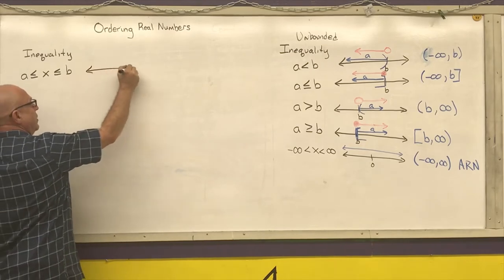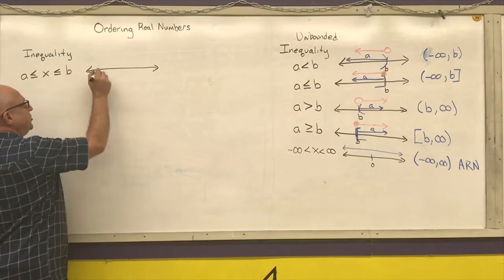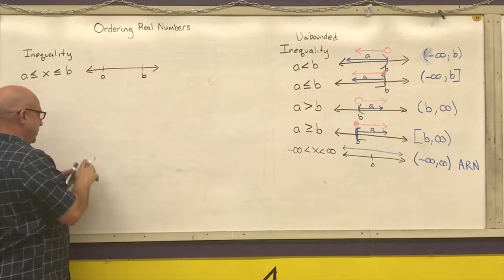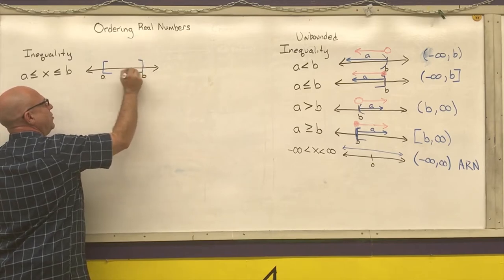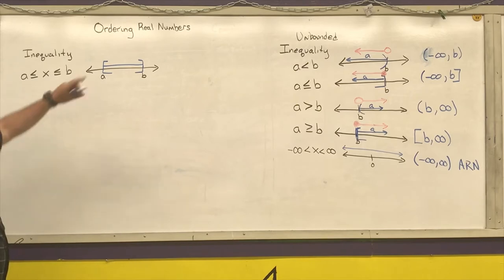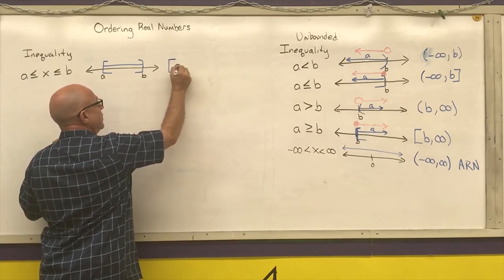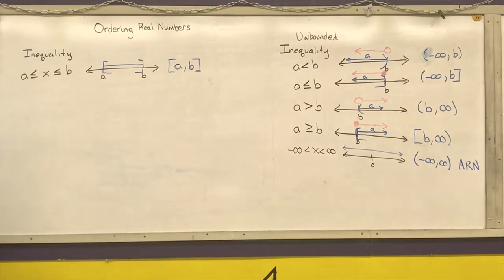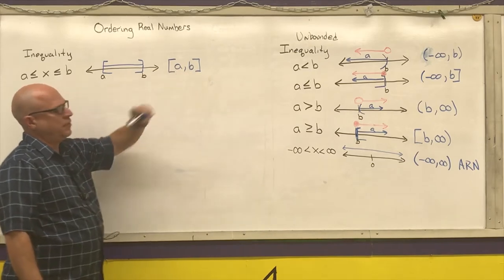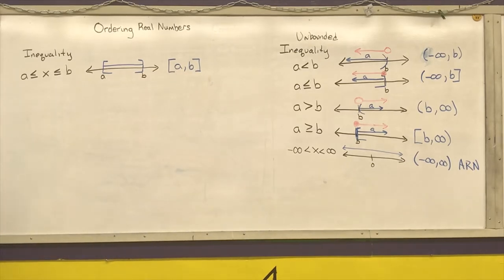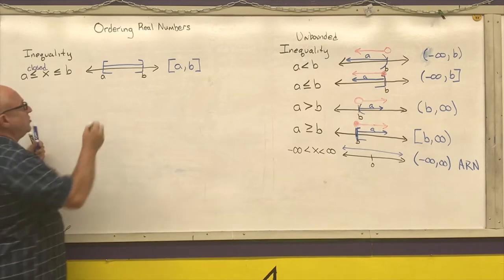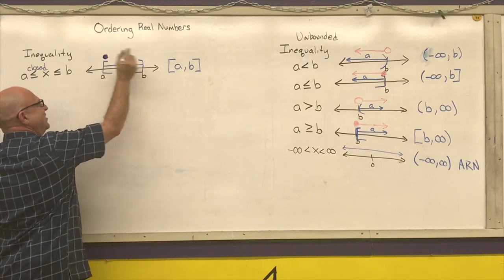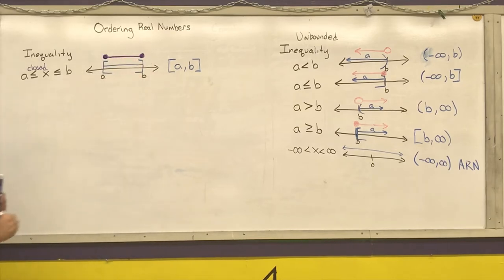On the number line, I have two numbers, A and B, and the number I want, X, is somewhere in between A and B, inclusive. So I use the square brackets, and in my interval notation, I would also use the square brackets. Big thing to note: in interval notation, smaller number to the left, bigger number to the right. This is an example of a closed interval because it's closed on both ends. You'll also see two solid dots sometimes in textbooks like that.